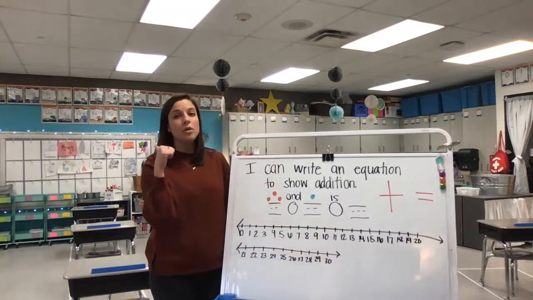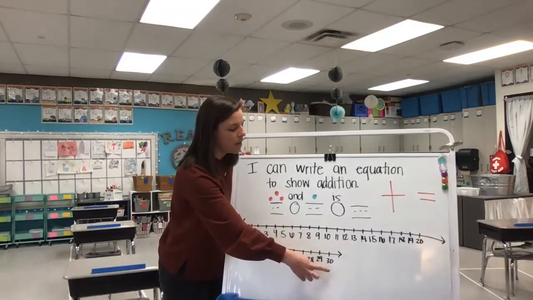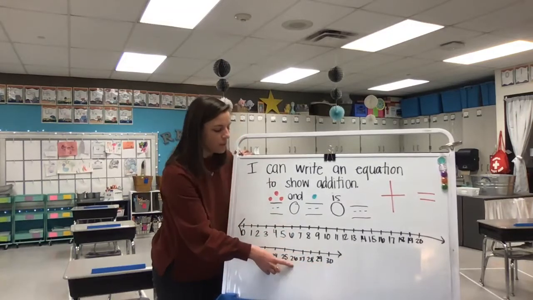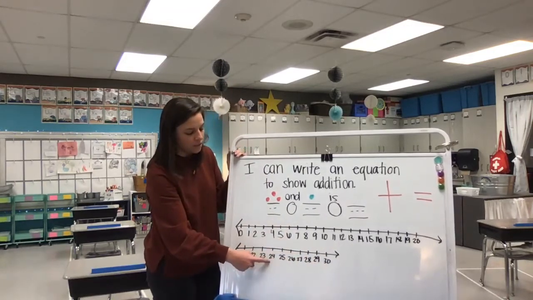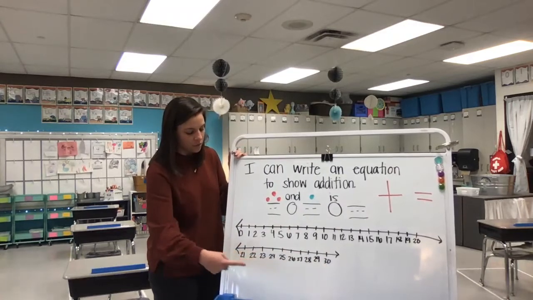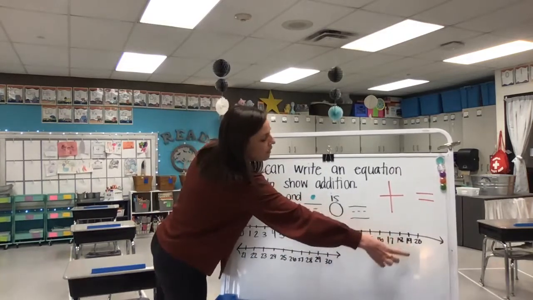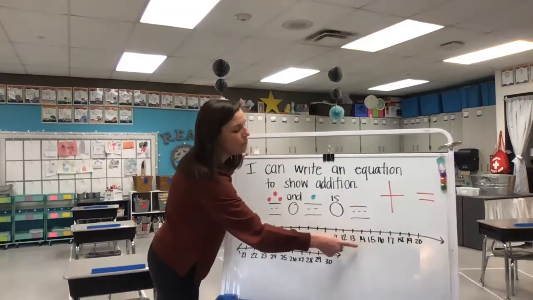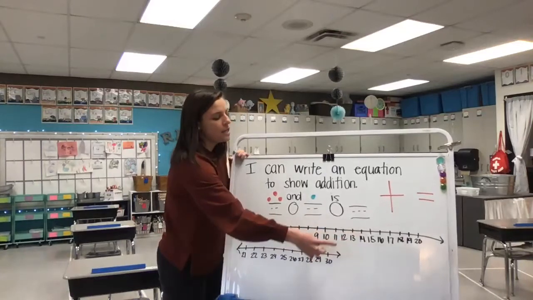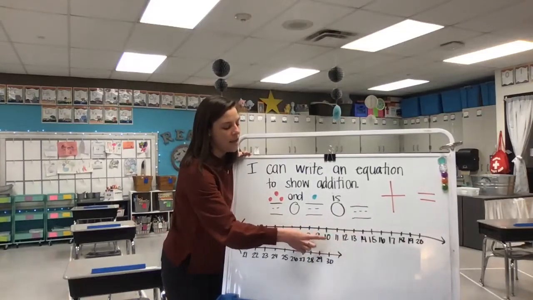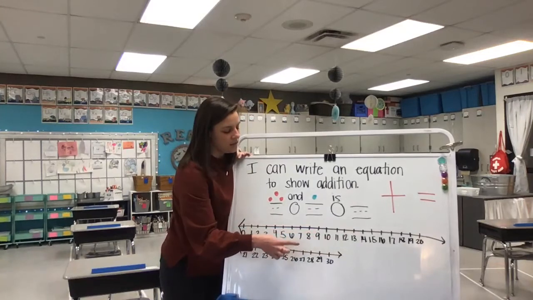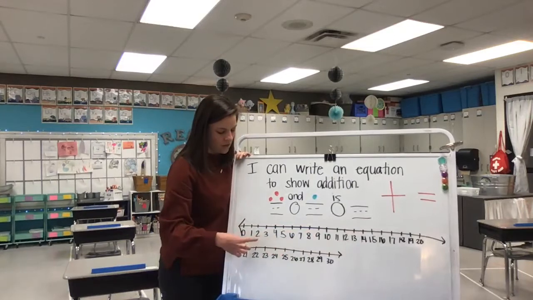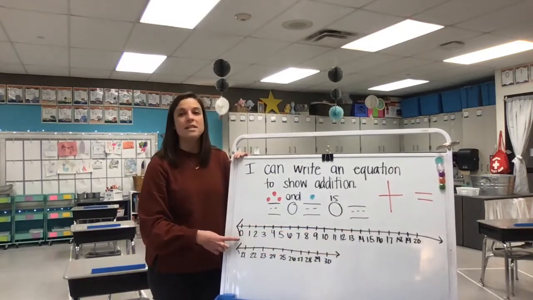Now let's count backwards from 30 to 0. Ready? Here we go. 30, 29, 28, 27, 26, 25, 24, 23, 22, 21, 20, 19, 18, 17, 16, 15, 14, 13, 12, 11, 10, 9, 8, 7, 6, 5, 4, 3, 2, 1, and 0.